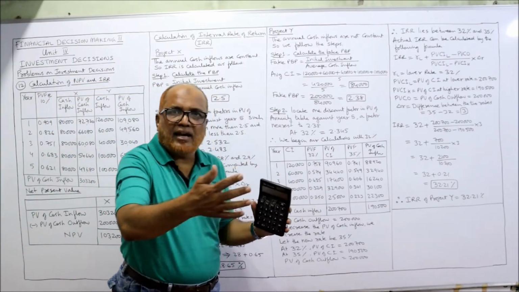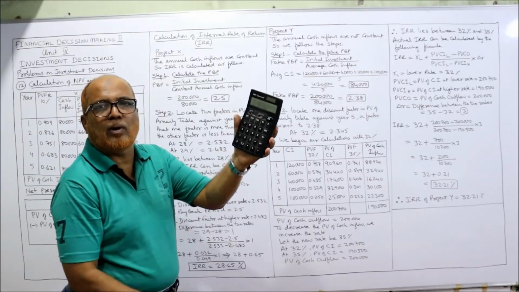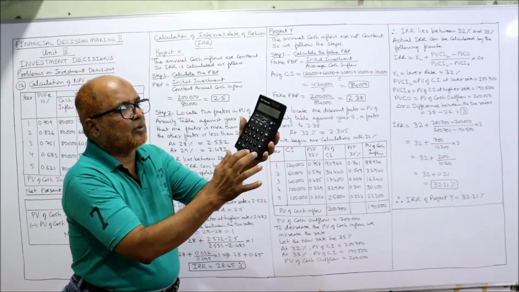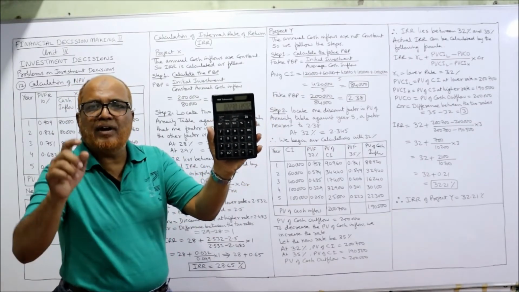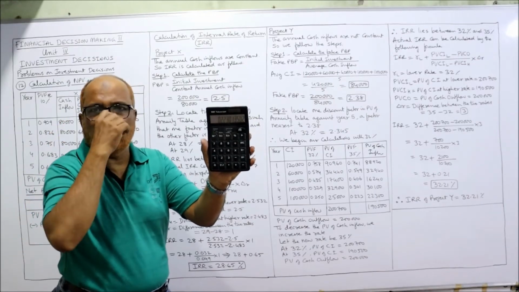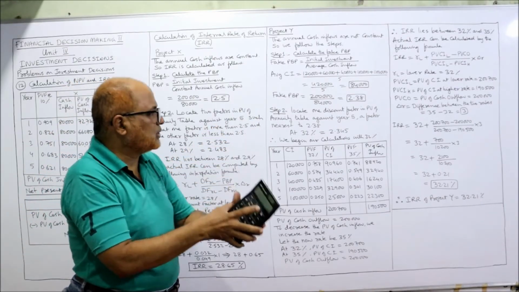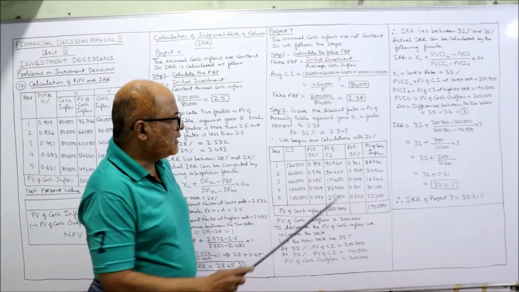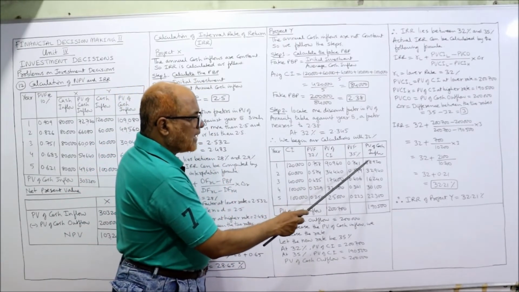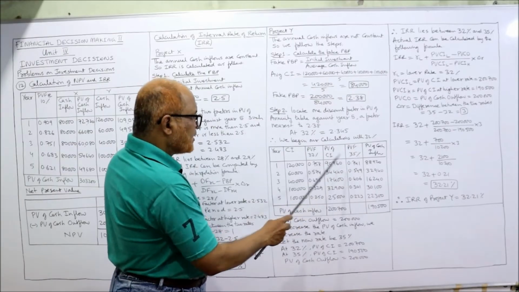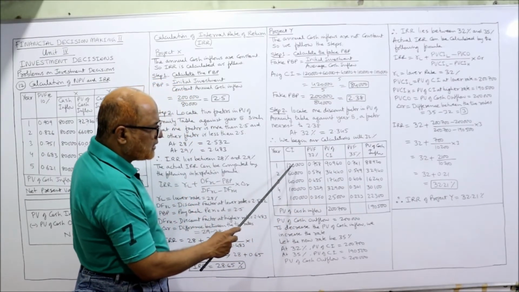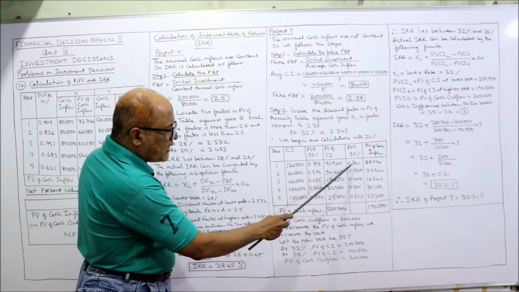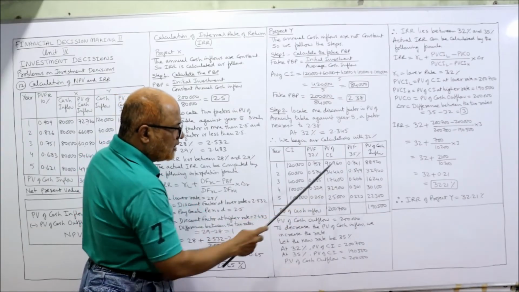0.741. Now for the second year, simply press equal to, then third year, fourth year, fifth year. Every time you press equal to, you will get the factor. Right? 0.223. That's it. So now multiply these PV factors with the cash inflow. Cash inflow is 1,20,000. 1,20,000 into 0.741 is 88,920.